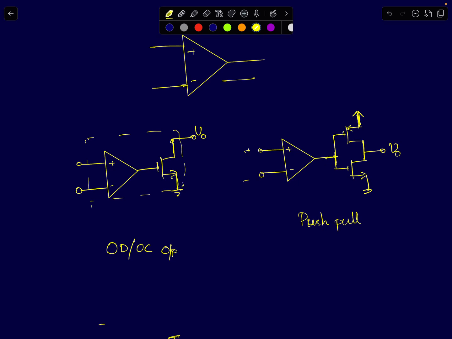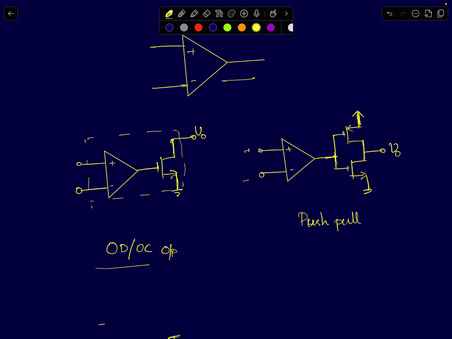Hi everyone. So far in our discussions on comparators, we spoke about some basics of comparator circuits and also looked at some commercial comparator ICs. I thought it's the right point to talk about a very interesting aspect of comparators, which is the output stage of a comparator.